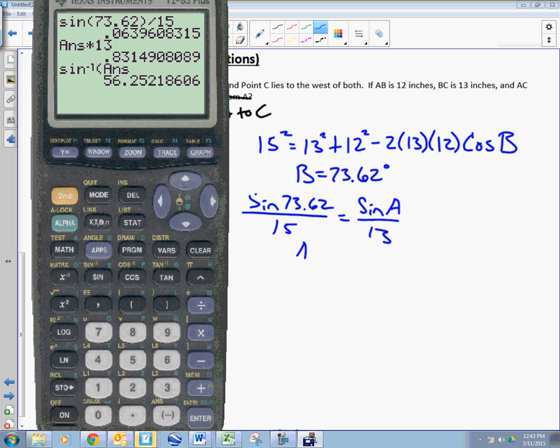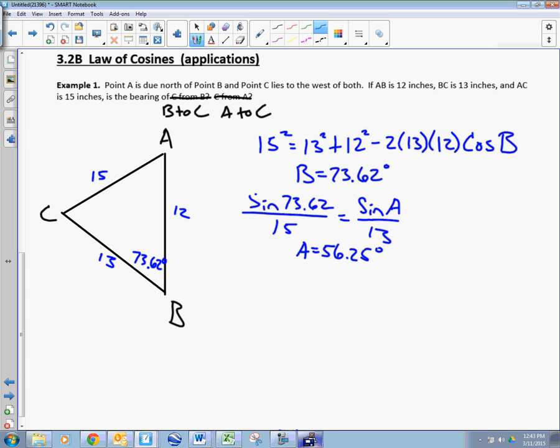A is 56.25. Did I find C now? But I don't have to. It's not relevant in this situation. So now that I have these two angles, I can finally answer this question. B to C. From north, I turn how many degrees to the west? 73.62. So north, 73.62 degrees to the west.